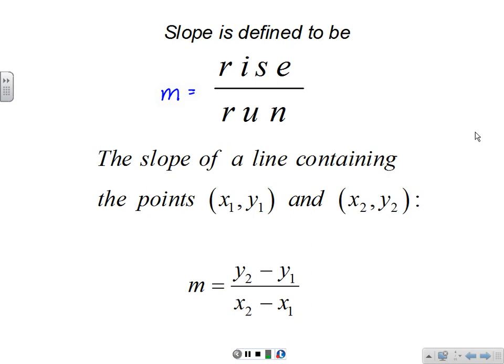So the slope of a line containing these 2 points, x1, y1, and x2, y2, can be found by using the formula M. M always denotes slope. Anytime you see M, just know that that's going to be slope. So M is equal to y2 minus y1 over x2 minus x1. So you have the difference of your y's over the difference of your x's.